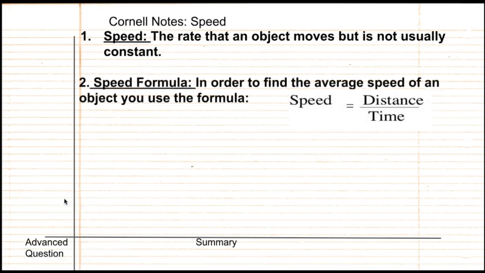So in order to find speed, you find the average speed of an object, you divide the distance by the time. Go ahead and think of a question for two and then I'll show you another picture to explain this idea further.